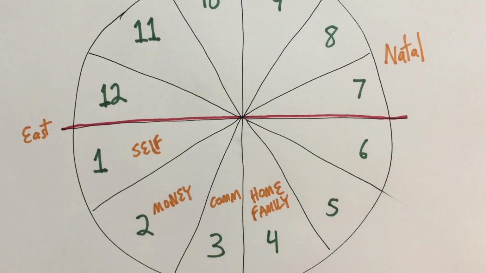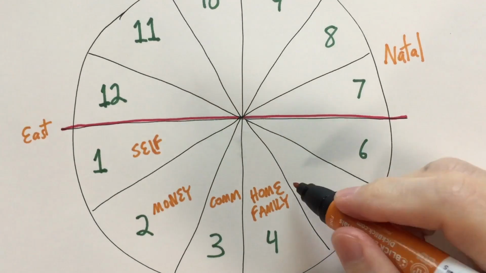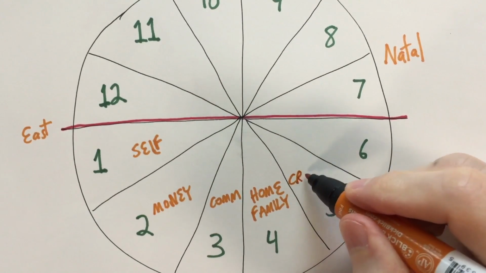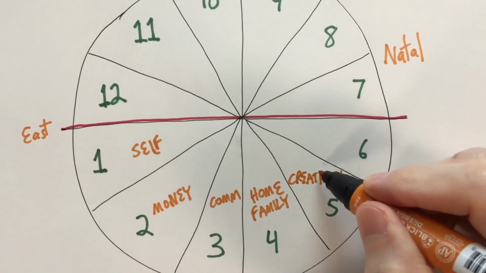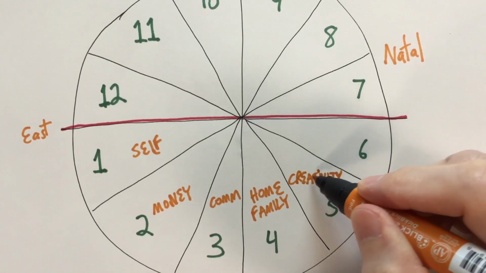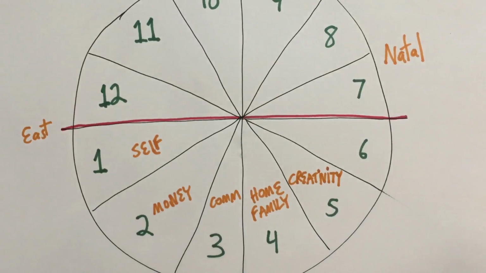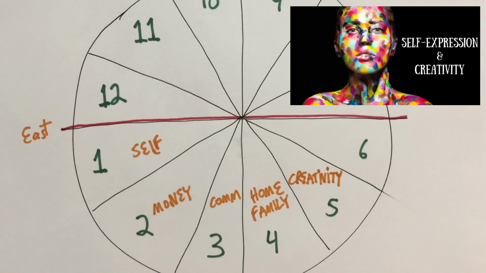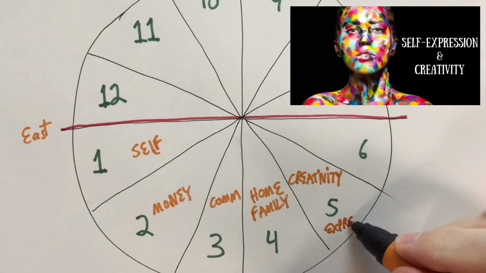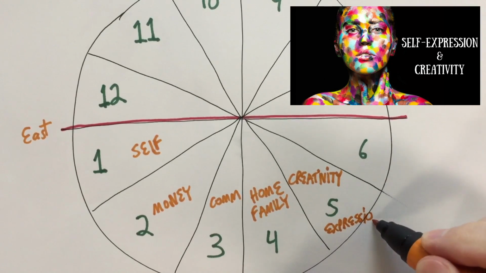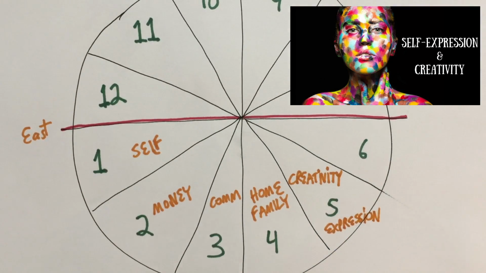So now we come to the 5th house. The 5th house is about your creativity and expression. So we have creativity. Looks like an N. Creativity. There you go. Creativity and expression. How you express yourself, how you have fun as well. So it's about creativity and expression.